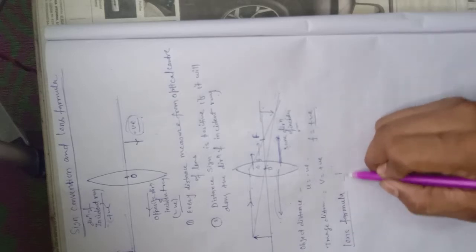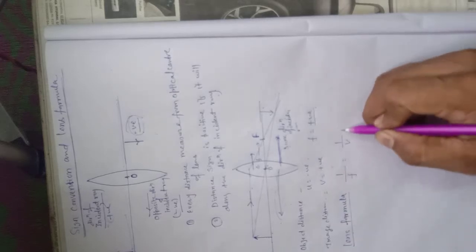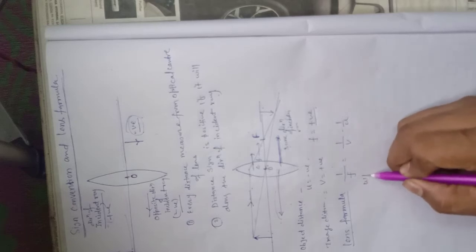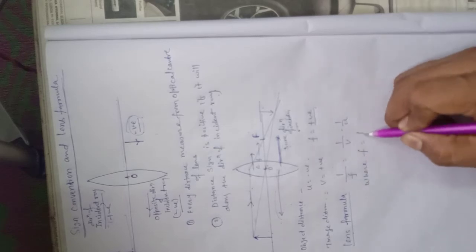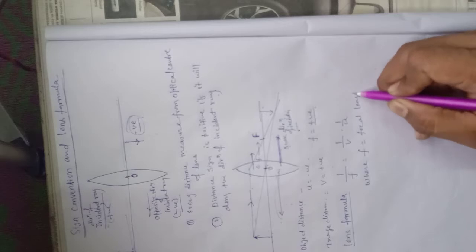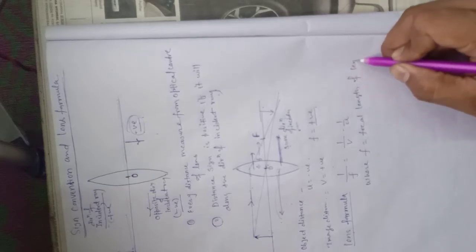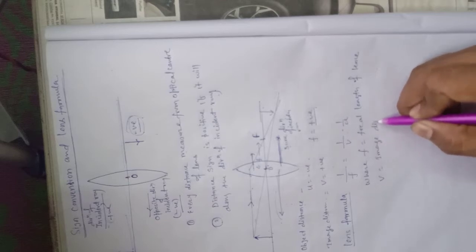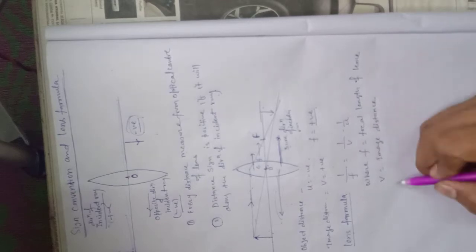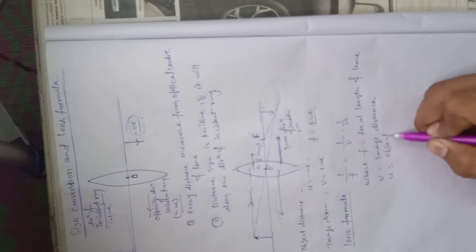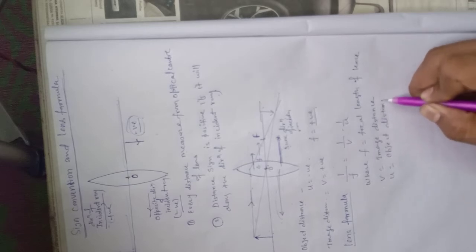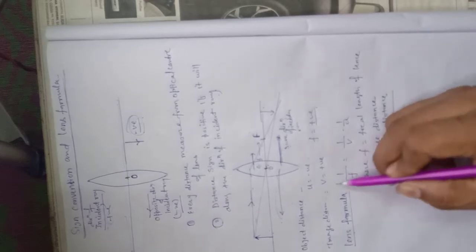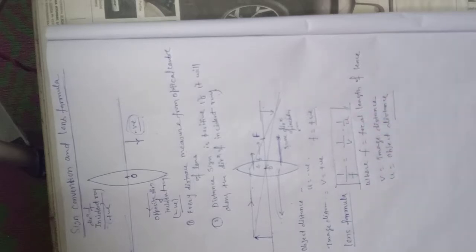Now the next one is the lens formula. The lens formula is 1 by f equal to 1 by v minus 1 by u, where f is the focal length of the lens, v is the image distance, and u is the object distance. So this is called the lens formula. How can you find the lens formula? The derivation is not in the syllabus, but still I am going to discuss how it comes.